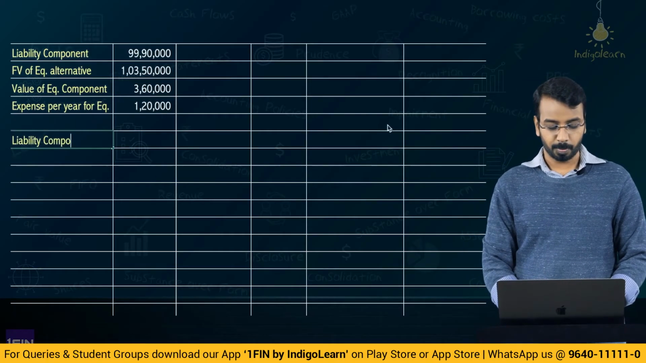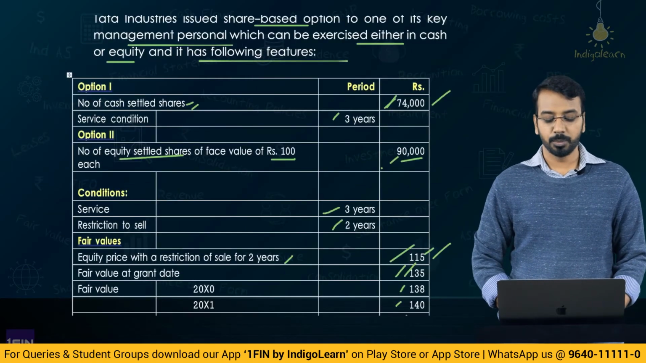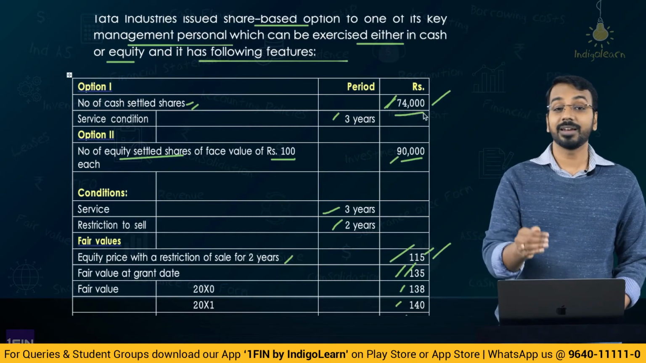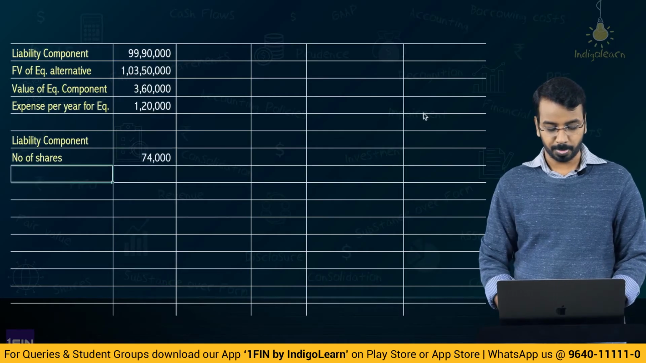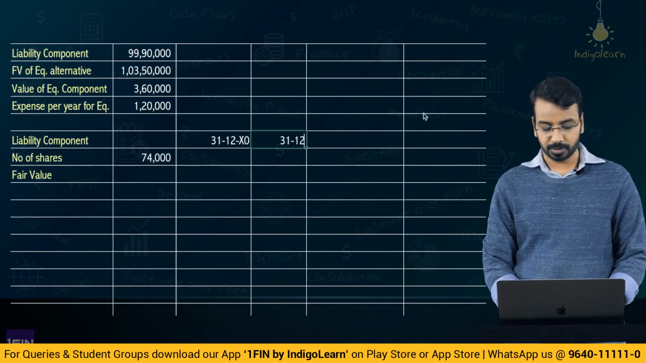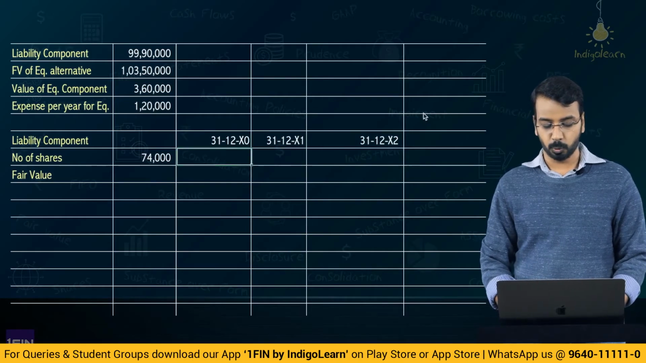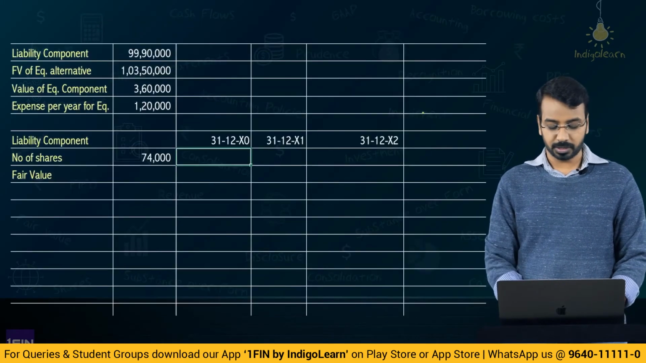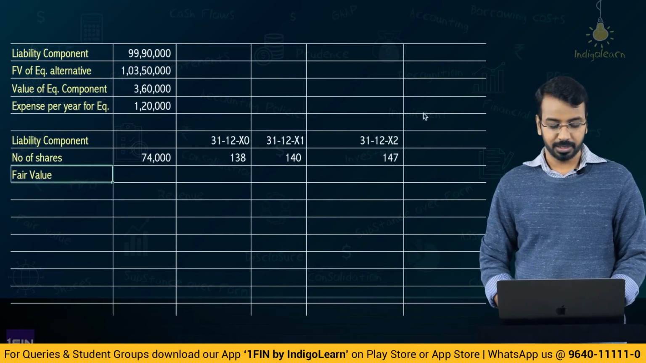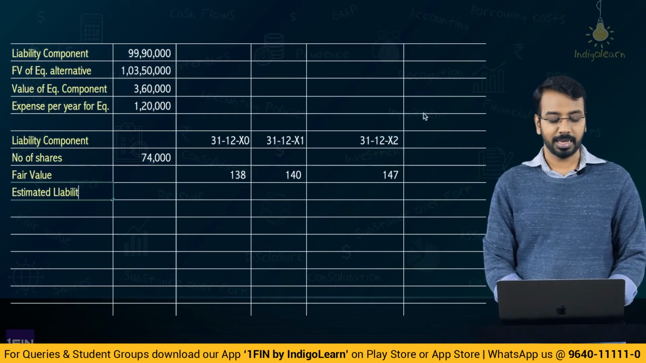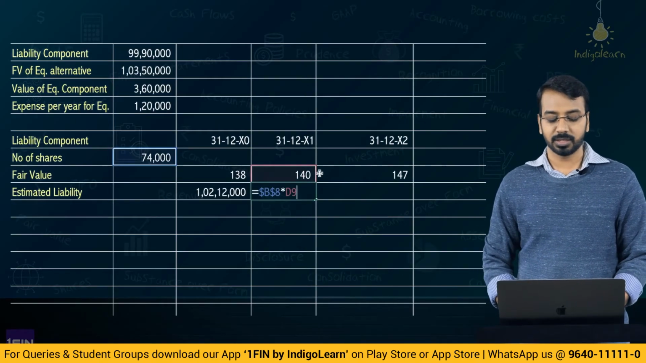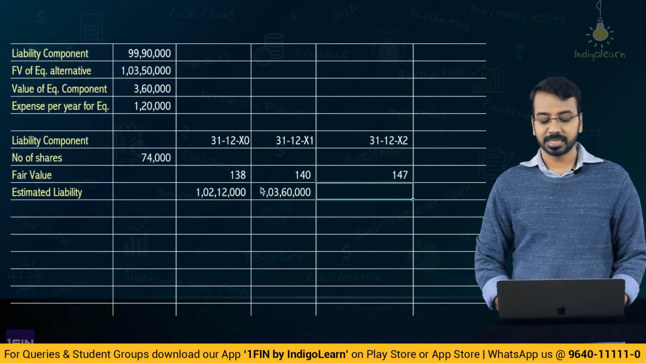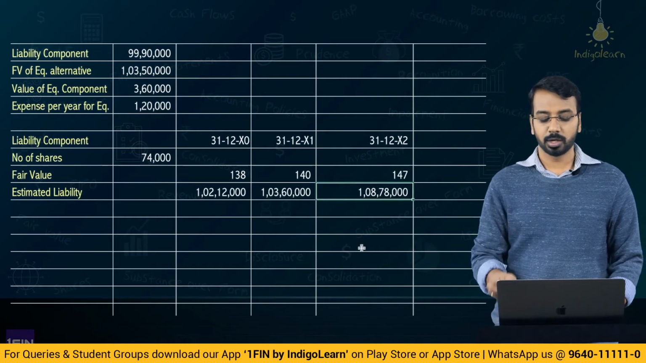Now coming to the liability component. How many shares are there? There are 74,000 shares and we have to take the fair value at the end of each year to recognize the liability. So, number of shares 74,000, right? Then fair value on 31st of December of year 0, year 1, and year 2 is given to be 138, 140 and 147. Then the estimated liability: 74,000 multiplied by 138, that is 1 crore 3,60,000 (approximately), then 74,000 multiplied by 140, and lastly 74,000 multiplied by 147, you get 1 crore 8,78,000.